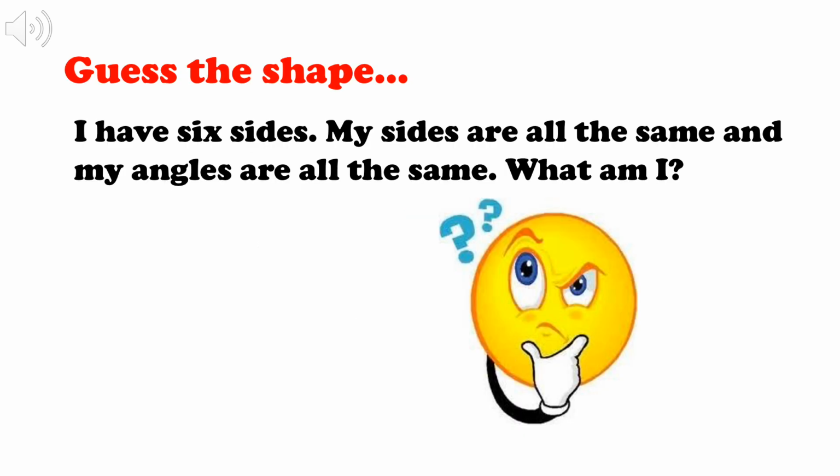Okay, Year 3 and 4, we're going to play a little game of guess the shape to see how much you've remembered about what is different between regular polygons and irregular polygons. The first question I have for you: I have 6 sides, my sides are all the same and my angles are all the same. What am I? Write down the answer in your book and you'll see the answer on the next slide.